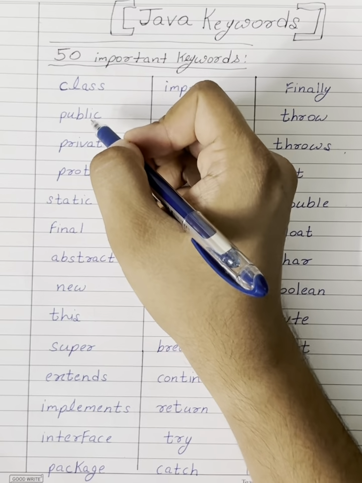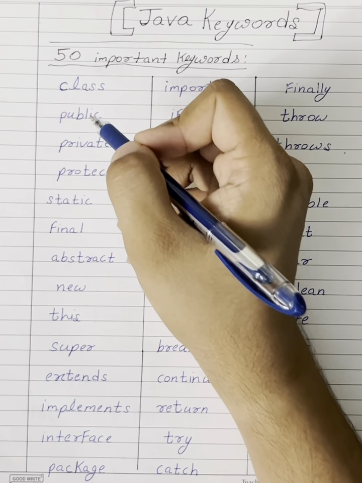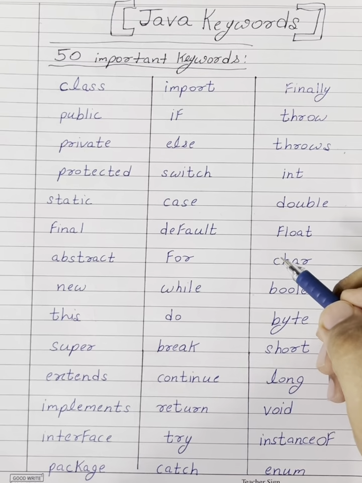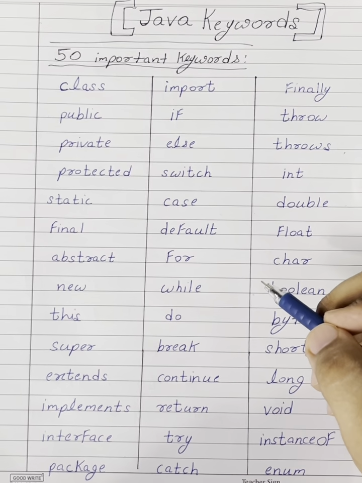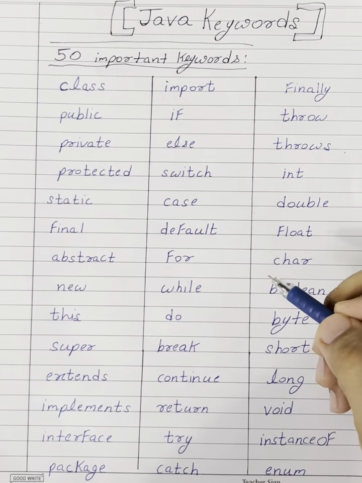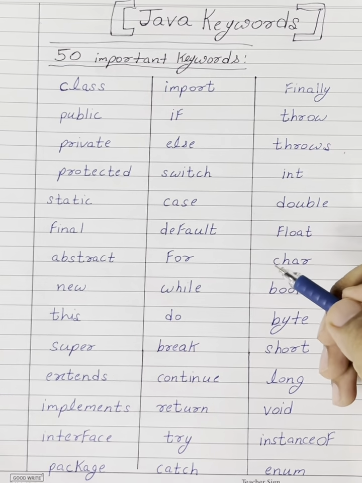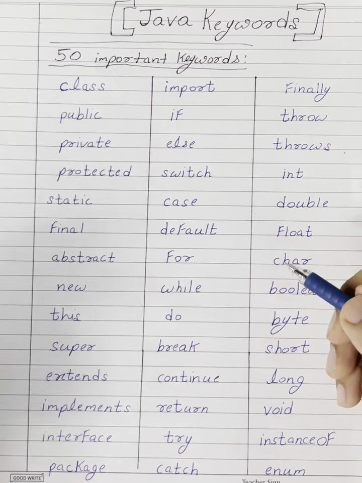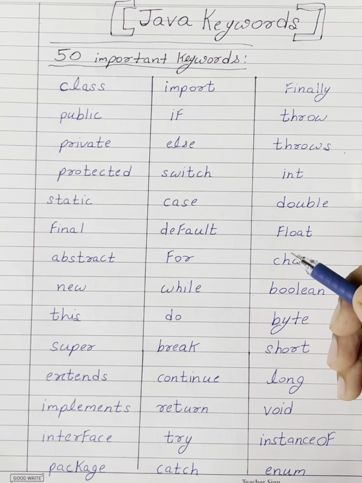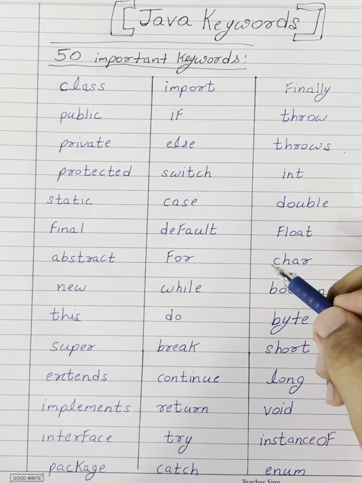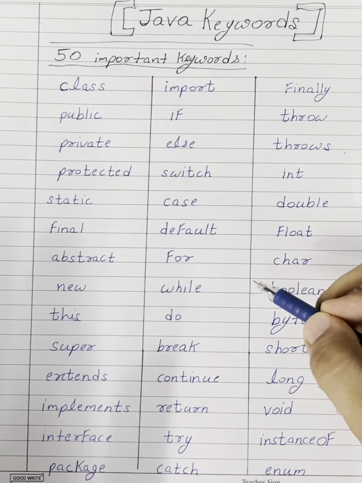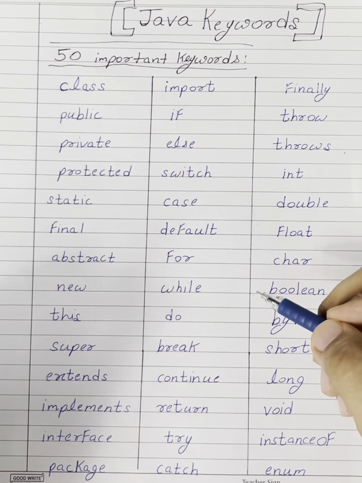So, next keyword is public. This public keyword is an access modifier that makes a class, method, constructor, or variable accessible from anywhere in the program, and members declared as public can be accessed by any other class regardless of whether it belongs to the same package or a different package. Remember that. And it provides the highest level of accessibility among all the access modifiers.